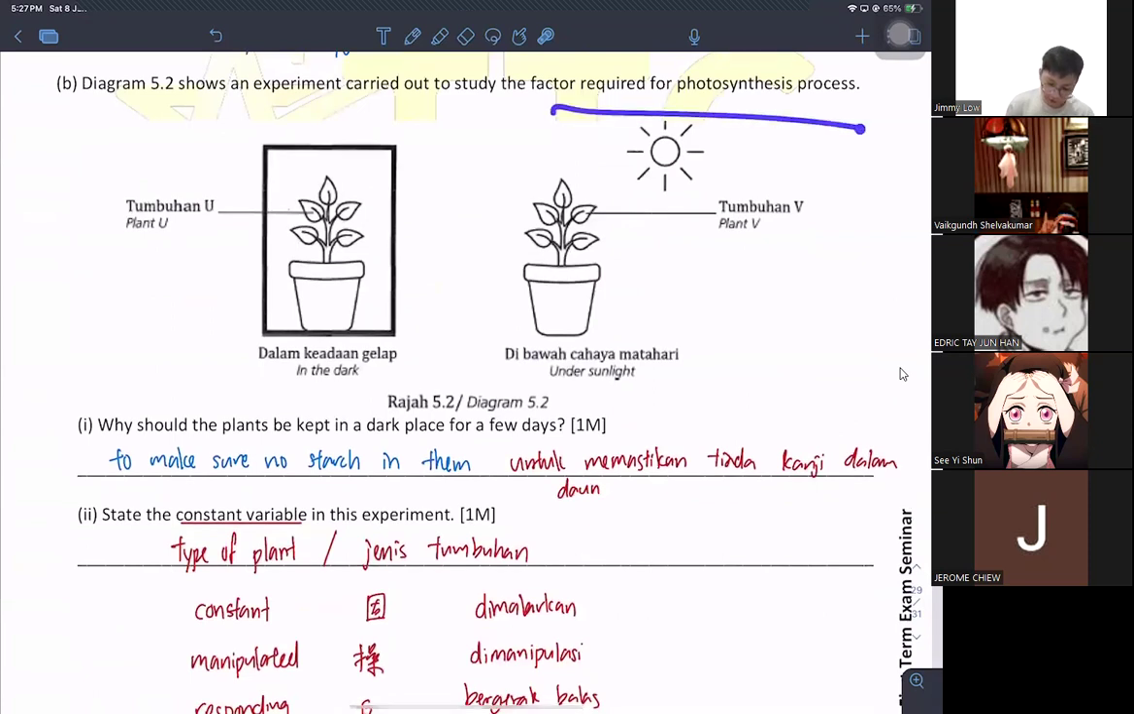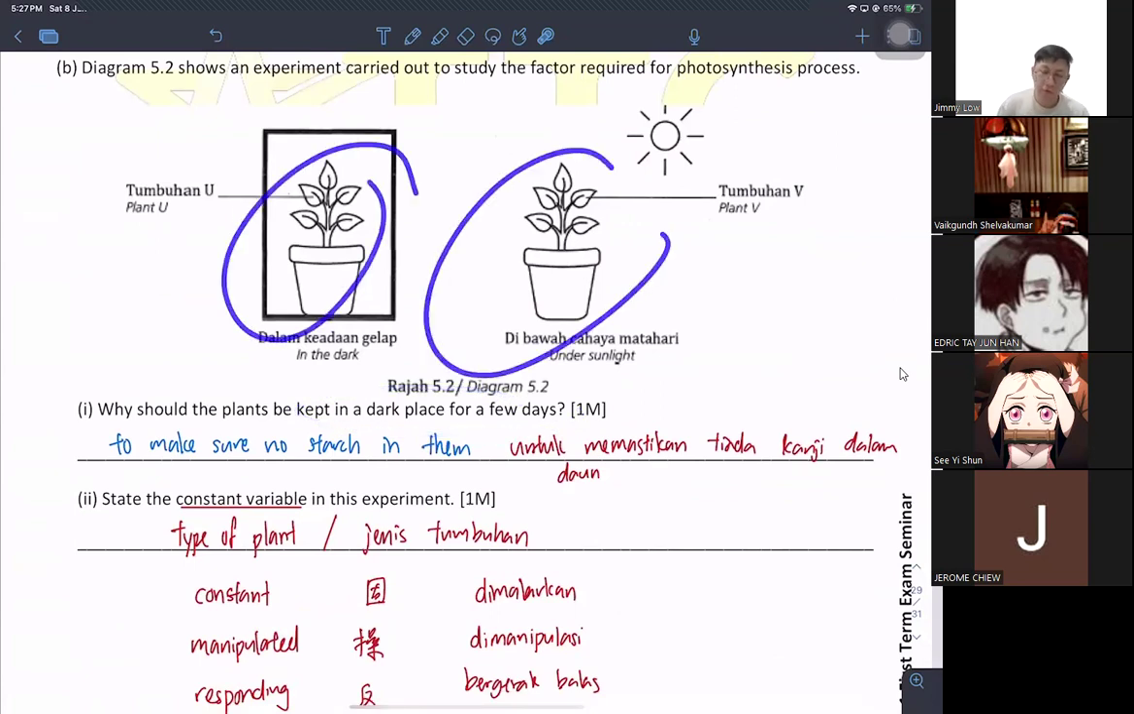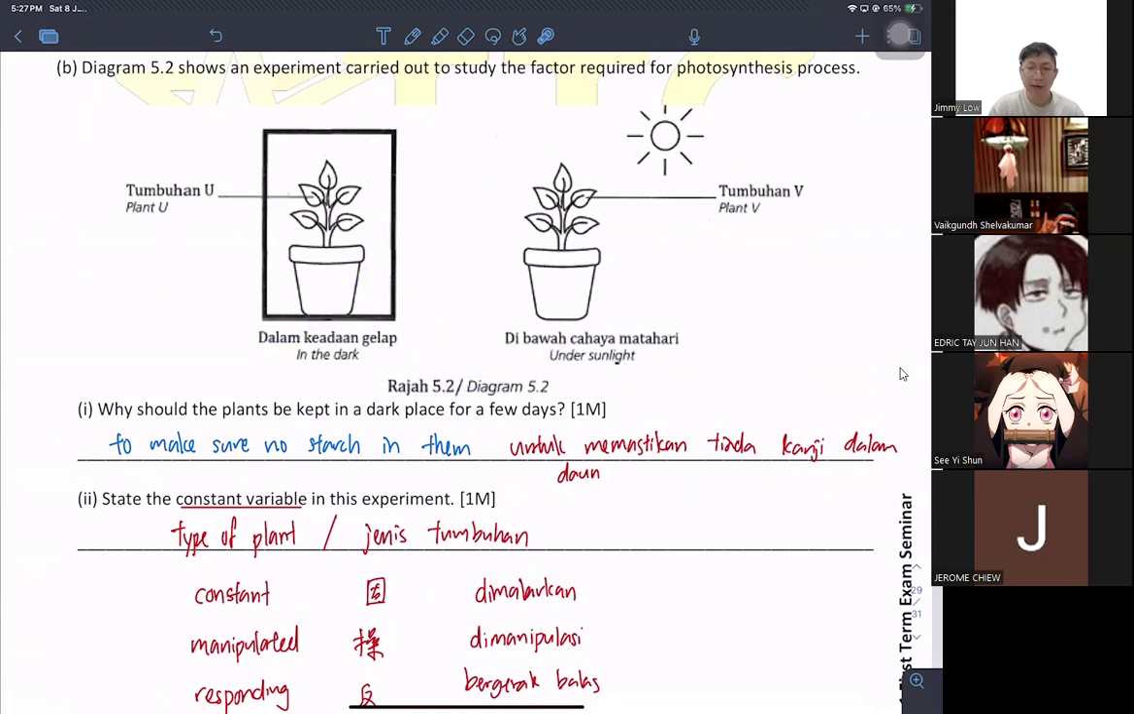Okay, so B, the photosynthesis process. Why do you have to keep it in a dark place for a few days? Before you do this experiment, you have to keep both of the plants in a dark place first. Why? Because you have to make sure both of them initially have no starch. Only then you start to do the experiment.